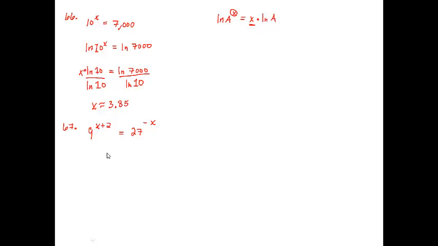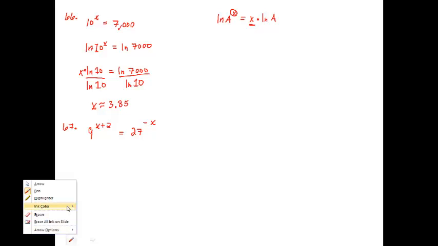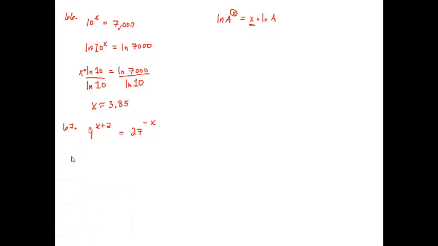Okay? Actually, you know what? It's more steps than I would like. But I'm still going to do it, and then I'll do it the other way as well. So let me change the color. If I take the natural log on both sides, this power becomes my coefficient. So x plus 2 times the natural log of 9 equals negative x times the natural log of 27.